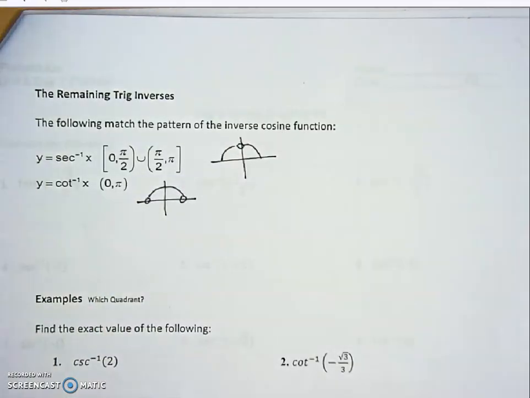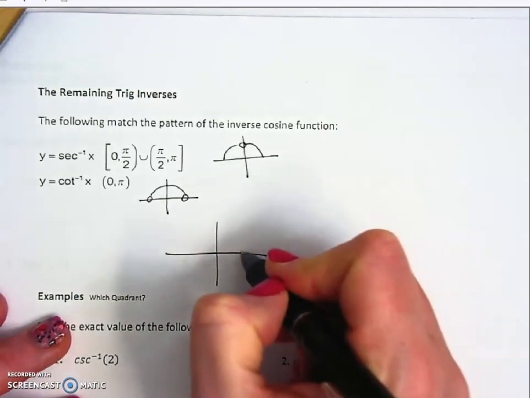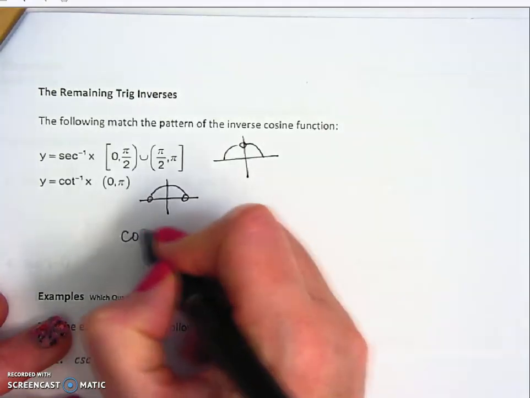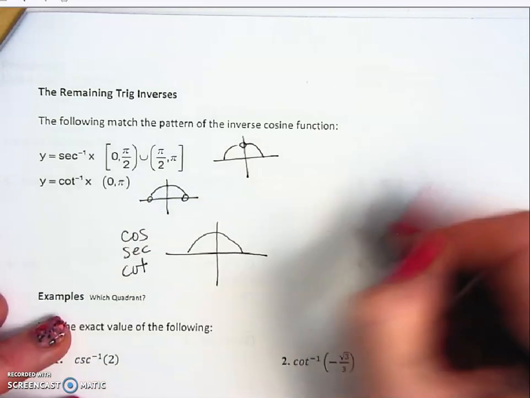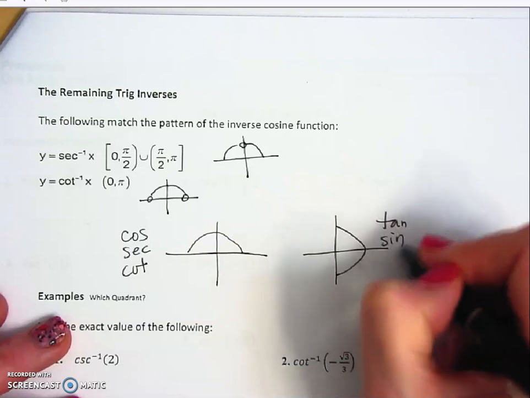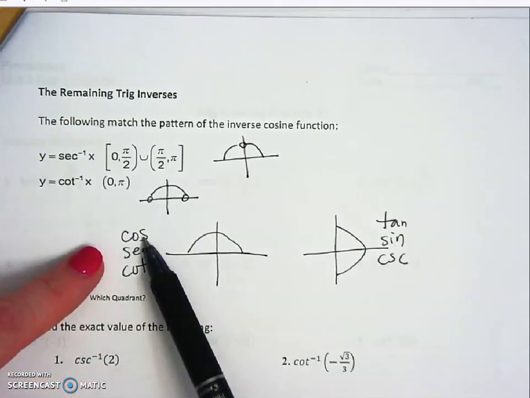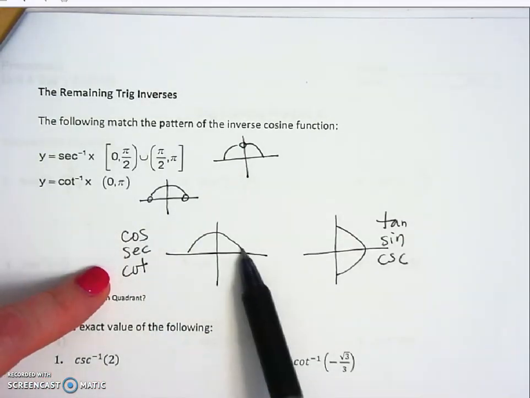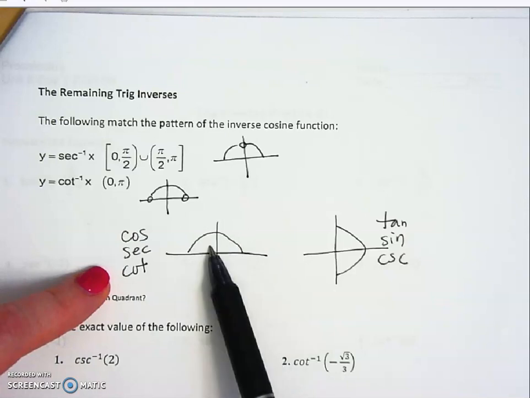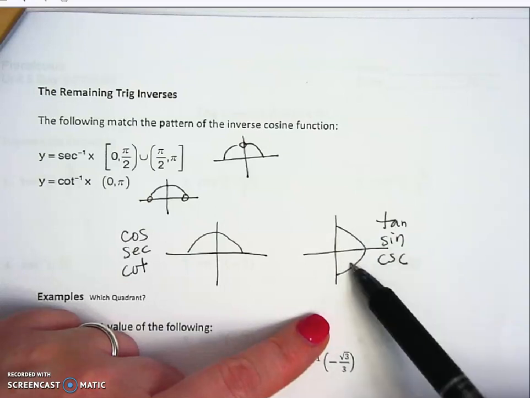So I want you to draw this real quick picture. It's just generalized. It doesn't have the breaks in it. But it basically shows you the quadrants for the function. So cosecant, secant, and cotangent have domain restrictions for quadrants 1 and 2. Tangent, sine, cosine have domain restrictions for quadrants 1 and 4. Now we're going to use that down here.